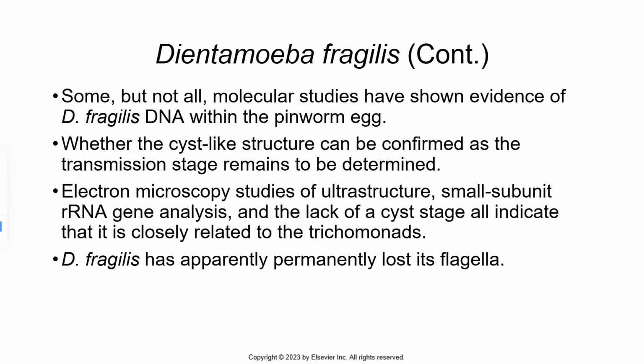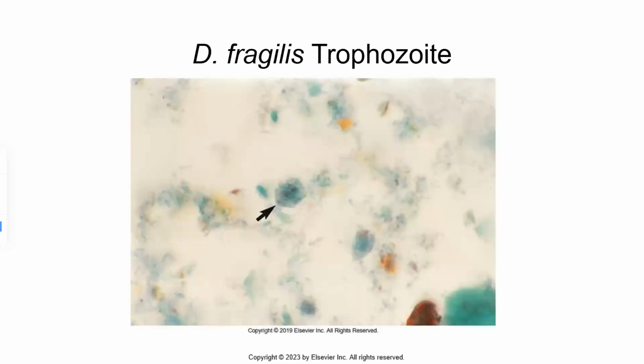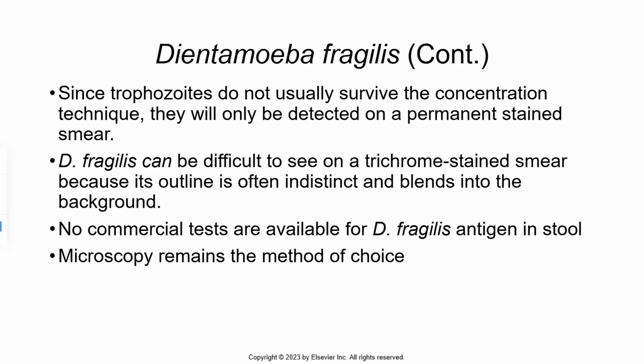Some but not all molecular studies have shown evidence that D. fragilis DNA is inside the pinworm egg. Whether the cyst-like structure can be confirmed as a transmission stage remains to be determined. Electron microscopy studies of ultrastructure, small subunit rRNA analysis, and the lack of a cyst stage all indicate this is closely related to trichomonads. D. fragilis has apparently permanently lost its flagella. And there's a picture of it.